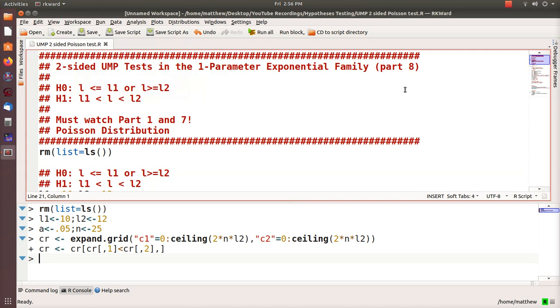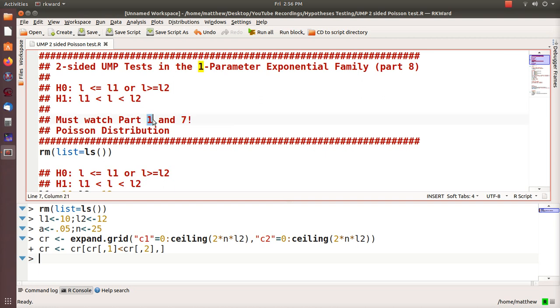Hello, this is the next video in a playlist that I'm calling Hypothesis Testing, and this is part 8 of a little mini-series within that larger playlist. We're looking at two-sided, uniformly most powerful tests in the one-parameter exponential family. In this video, it's an R illustration of the Poisson distribution, which we did in part 7.